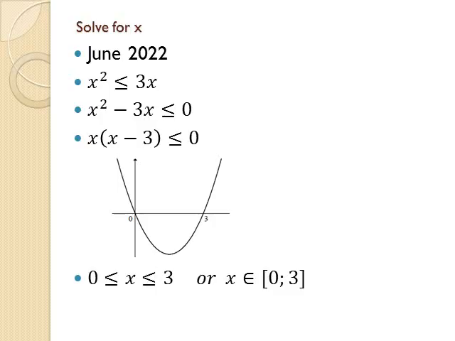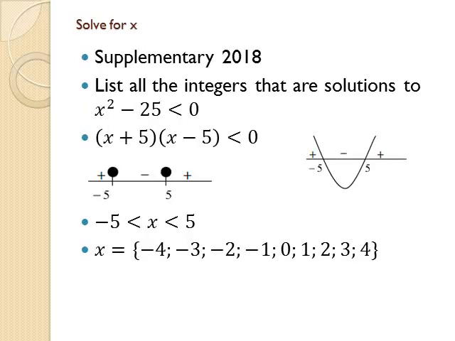Right, let's look at difference of two squares. Solve for x, from the supplementary 2018 grade 12 paper. List all the integers that are solutions to x squared minus 25 less than 0. So we want to know where that would be negative. So I factorize: x squared is x and x. Because it's minus 25 and a perfect square, plus 5 times negative 5, less than 0. Again, x squared is positive, so I have a smiley face.